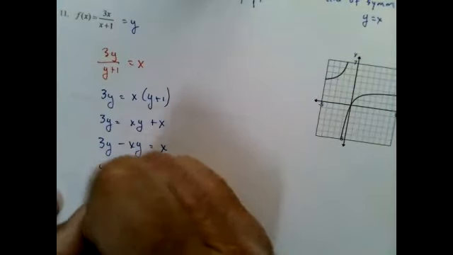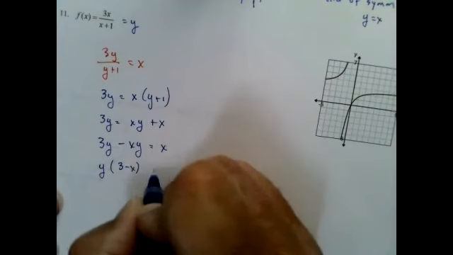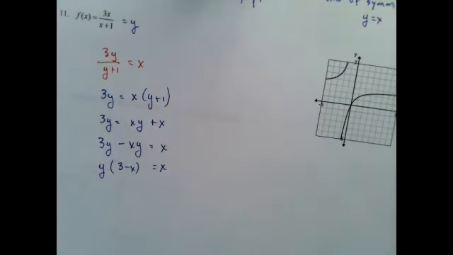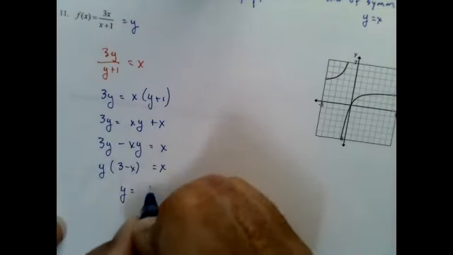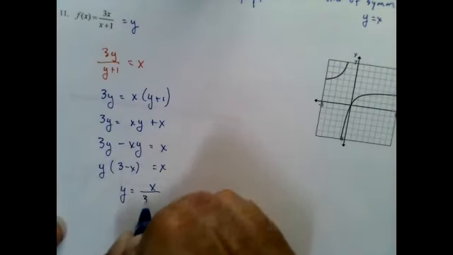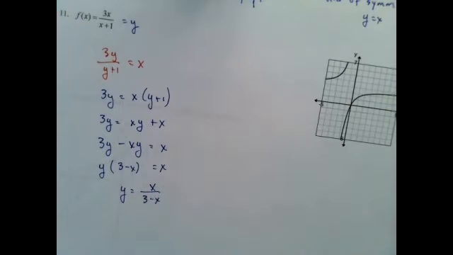Factor out a y: y times 3 minus x equals x. Divide. y equals x over 3 minus x.